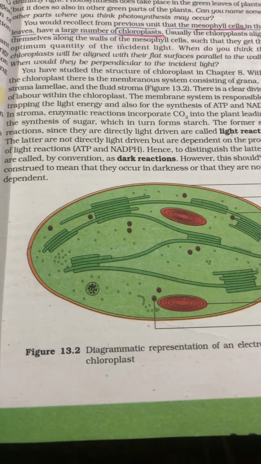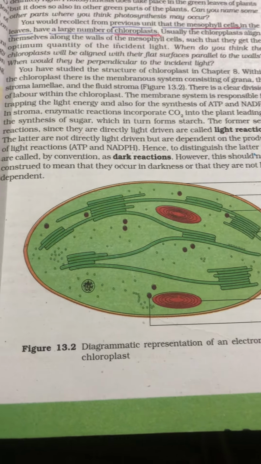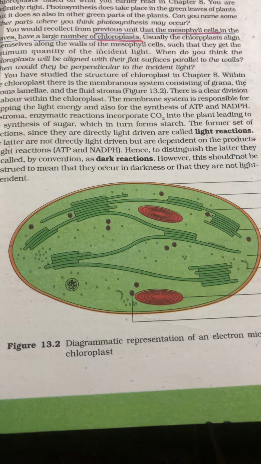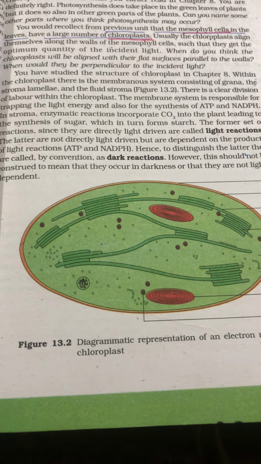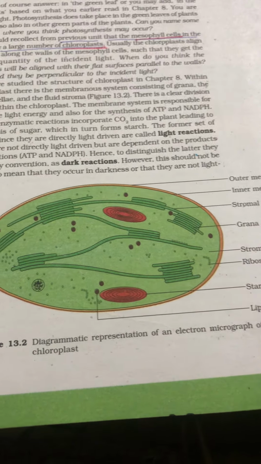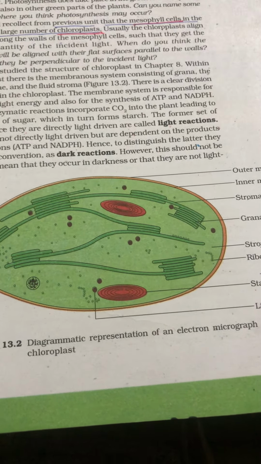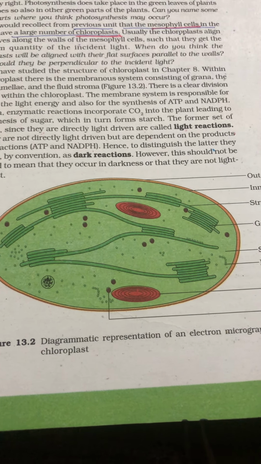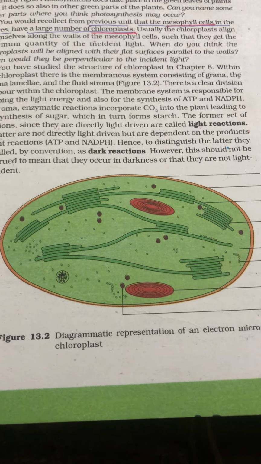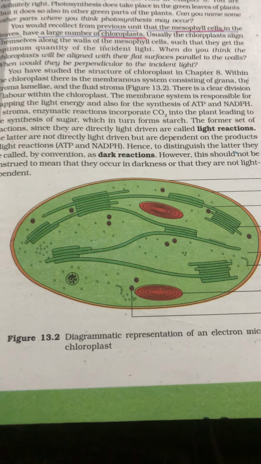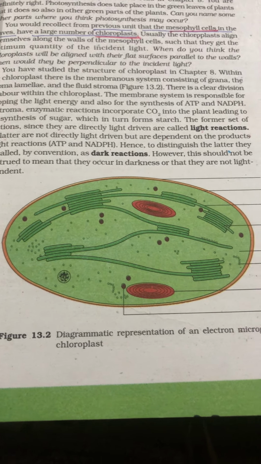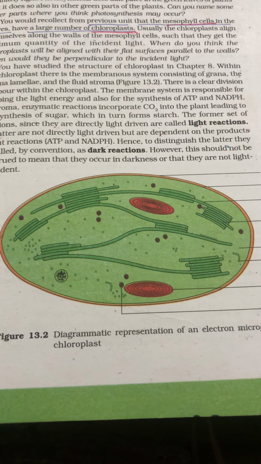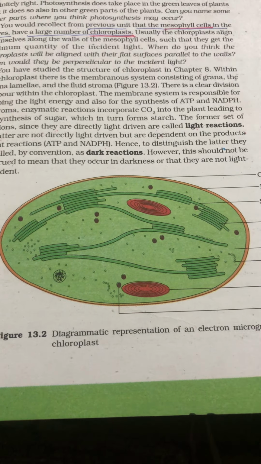In the stroma, when you check, there will be the enzymatic reaction incorporating carbon dioxide into the plant leading to the synthesis of a sugar. What happens in the stroma? In the stroma the carbon dioxide is going to be incorporated and there will be the formation of a sugar which turns into the starch, and this will take place without light. This reaction will be carried out without light, that's why it is called the dark reaction.